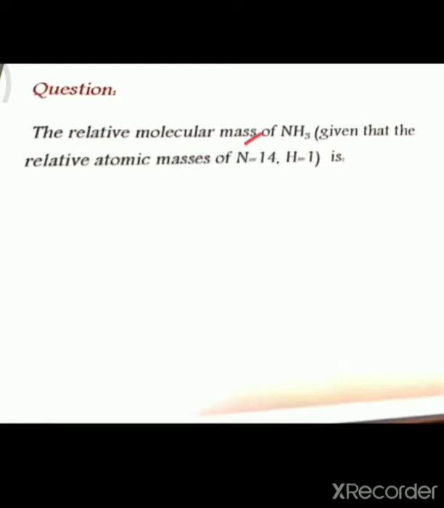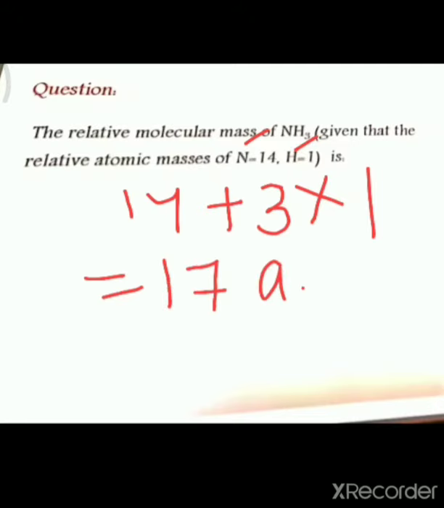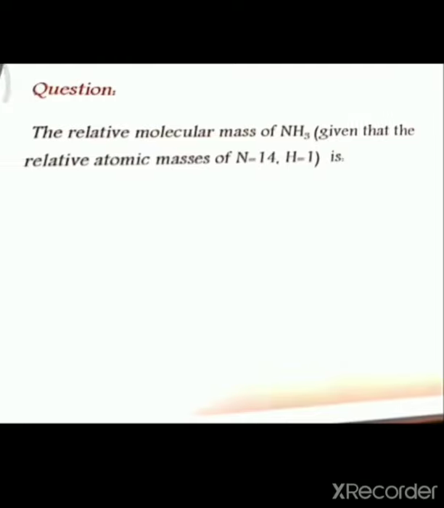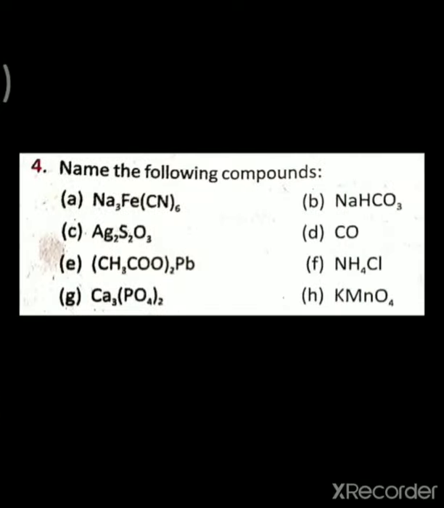Then the relative molecular mass of ammonia, you have to calculate this. The atomic masses of nitrogen and hydrogen are already given. Then how do we calculate? Nitrogen 1 is 14, so we put 14 first, then hydrogen 1. Then we do 3 into 1. That is 14 plus 3 is 17 AMU. So this is the relative molecular mass of ammonia.